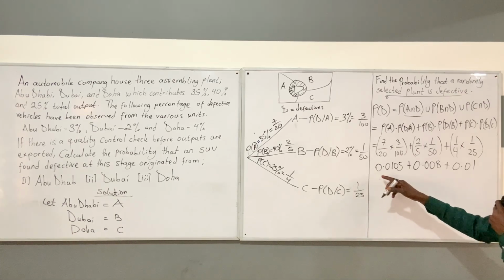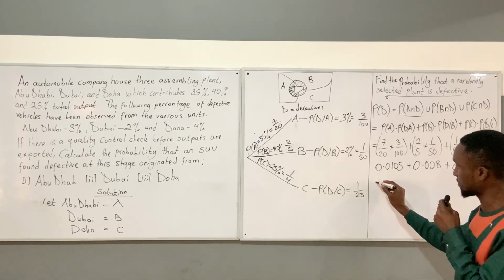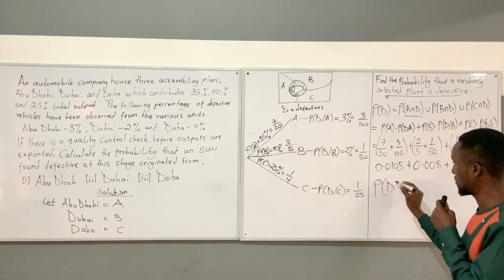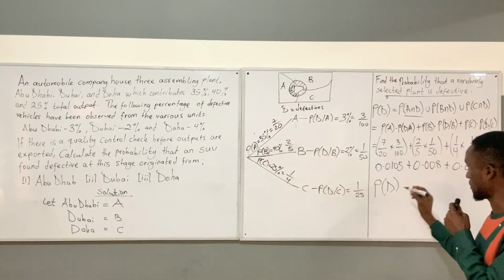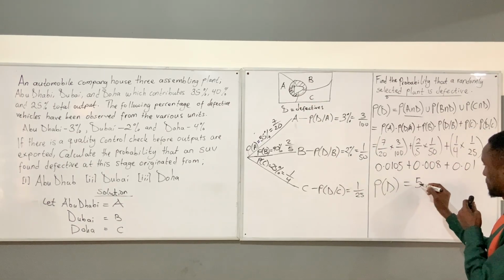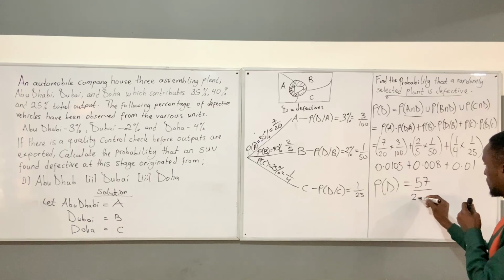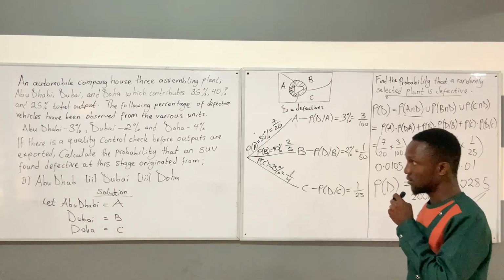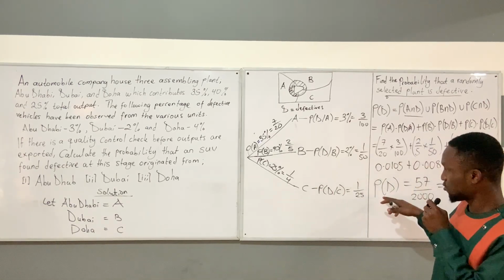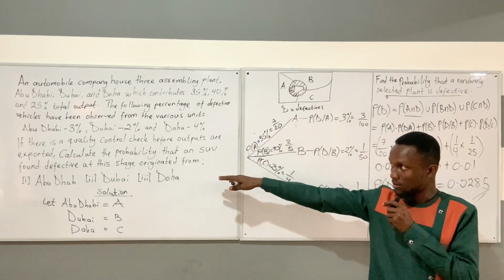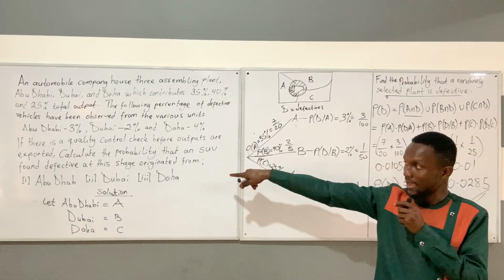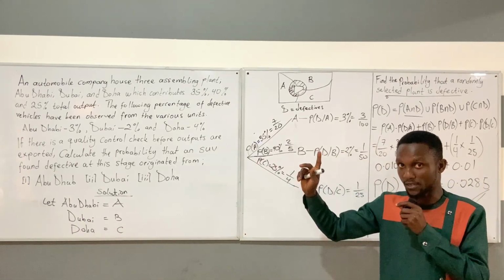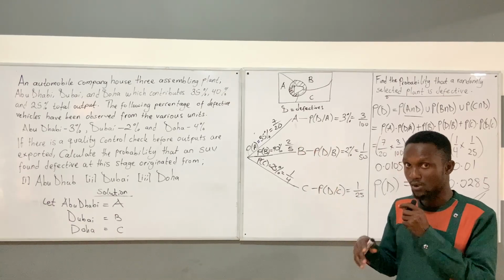Okay, now when we sum up this result, we get the probability of D, the intersection we have here, to be equal to 57 divided by 2000. This is the same as 0.0285. Now that we've been able to find the probability of D, we can calculate which of these plants is likely to have produced the highest defective. So how are we going to do that?